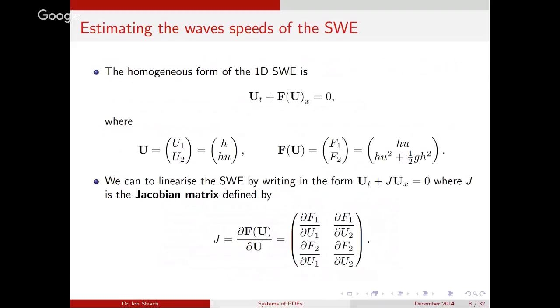So what we do is we linearize the shallow water equations, and we want to write it in this form. J is what's known as a Jacobian matrix. Have you ever heard of that? We've got two equations, two values for U, two values for F. The Jacobian in this case is a 2 by 2 matrix. The derivative of F1 with respect to U1 on the top, and the derivative of F1 with respect to U2. That forms the top row, and the second row is the derivative of F2.